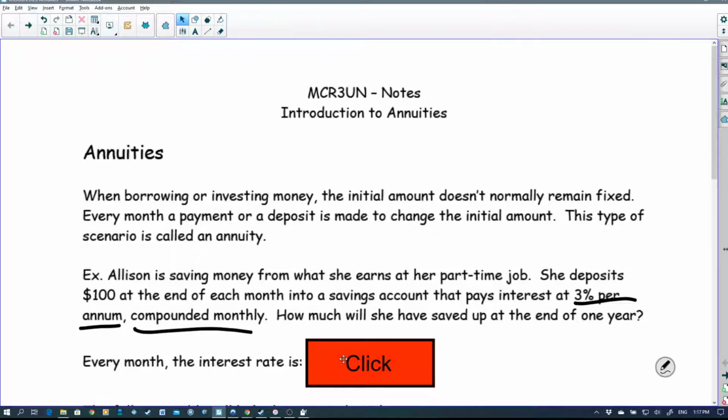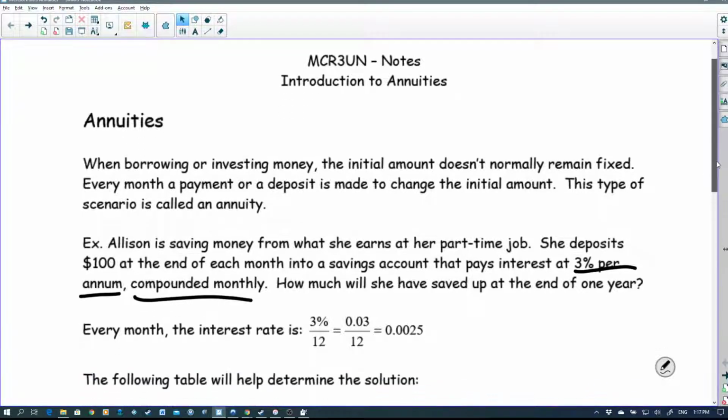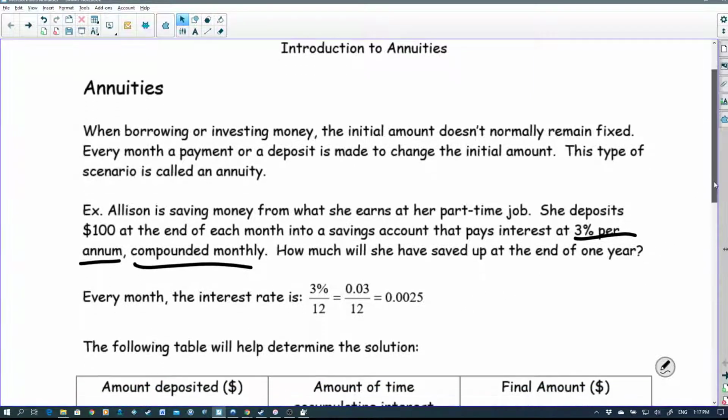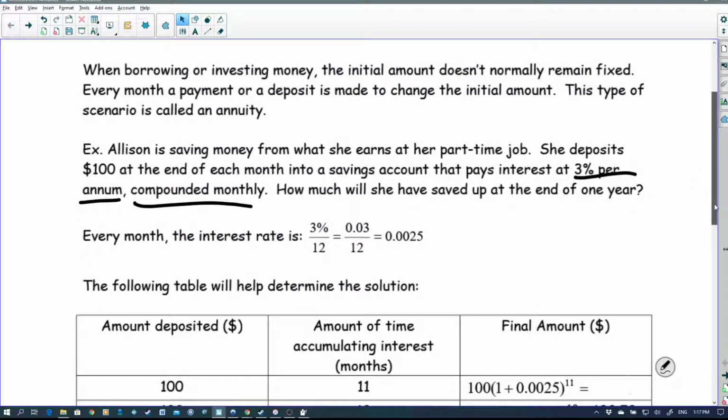Let's first calculate what our interest rate would be, which I've already done here. So 3% compounded monthly means divided by 12. 0.03 divided by 12 gives 0.0025. And we're going to use a table of values to go over how this works.